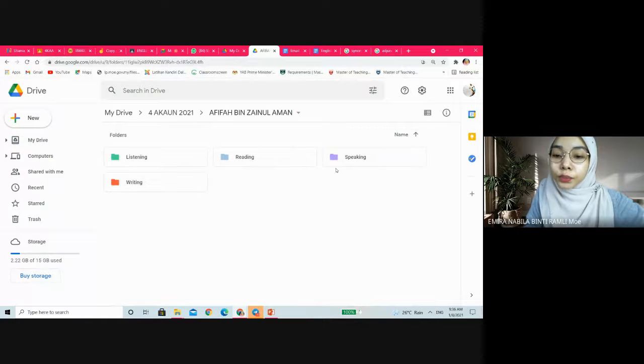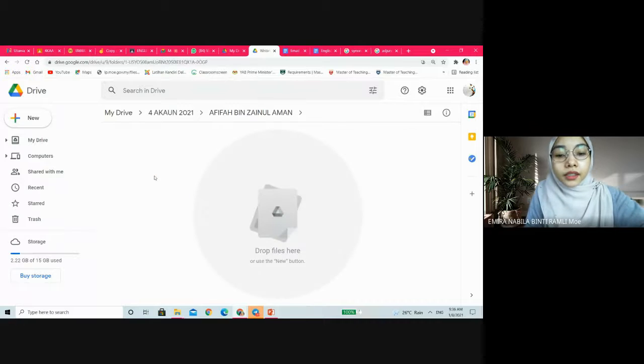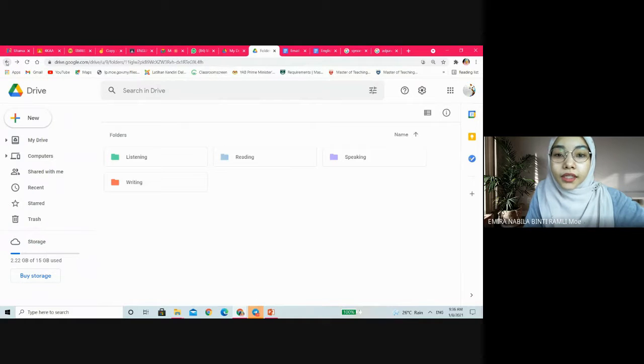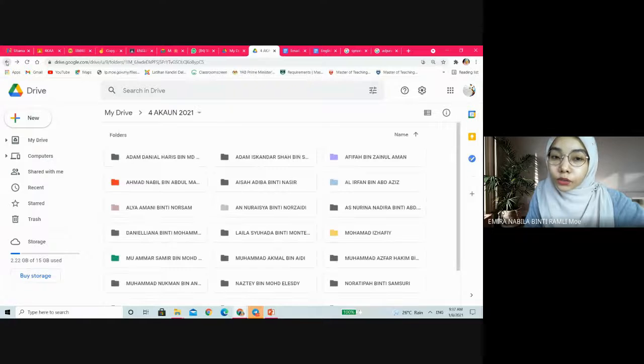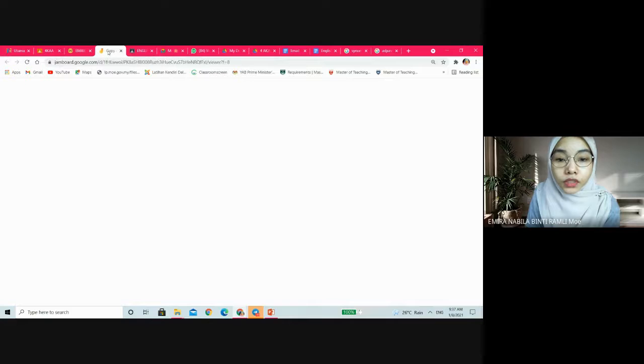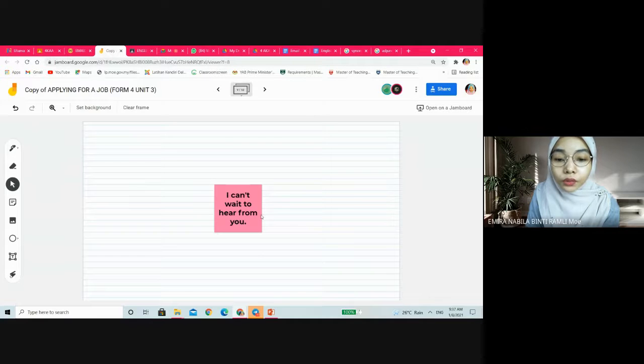Okay, so put it in your folder, writing. Put it in the folder so that awak tak tertinggal lah. Nanti you banyak kerja nak catch up. Okay, so that would be all for today. Copy of this Google Jamboard, sila buat latihannya. I cannot wait to hear from you.